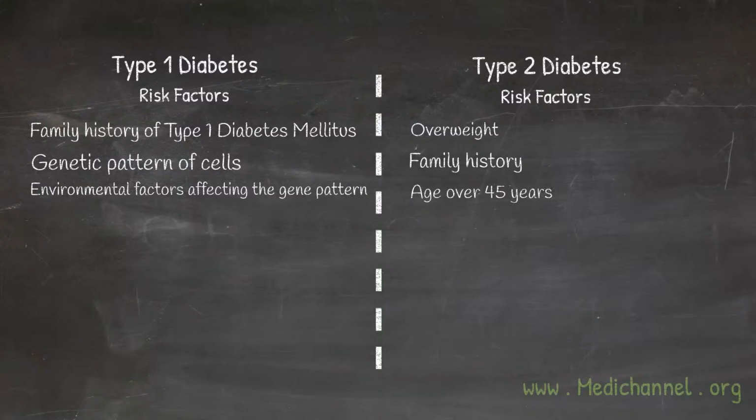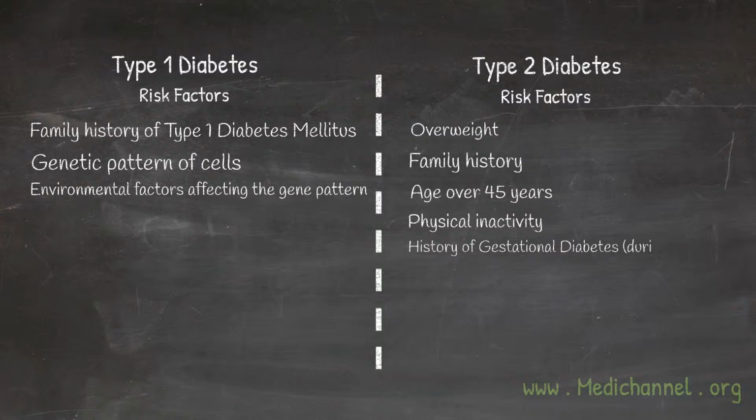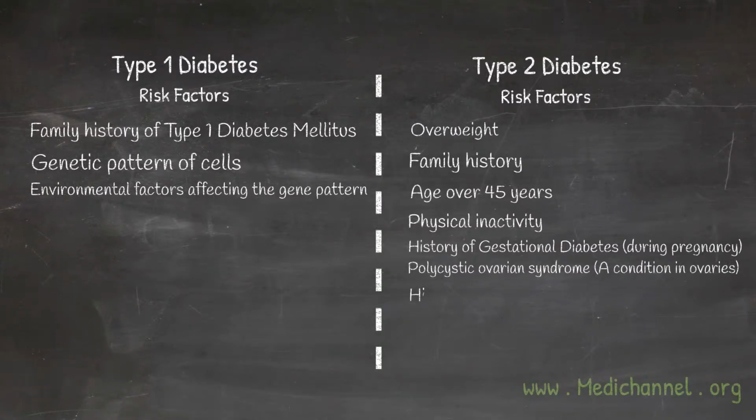What are the risk factors for type 2 diabetes mellitus? Overweight. Family history. Age more than 45 years. Physical inactivity. History of gestational diabetes. Having polycystic ovarian syndrome, which is a disease condition in women's ovaries. Increased belly fat layer.